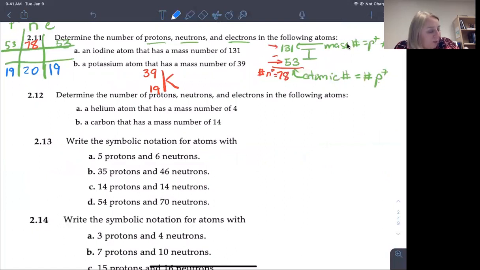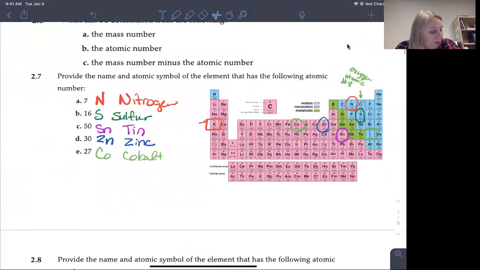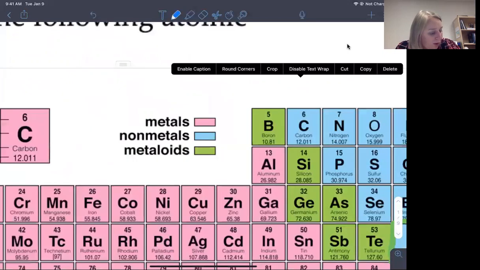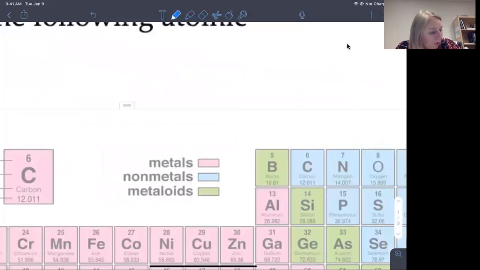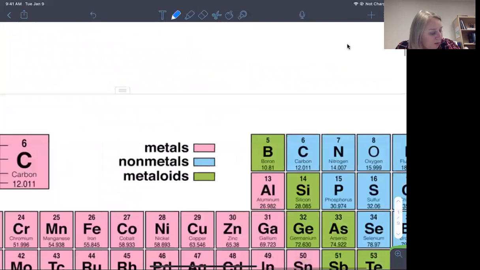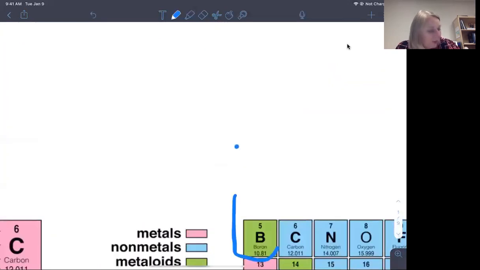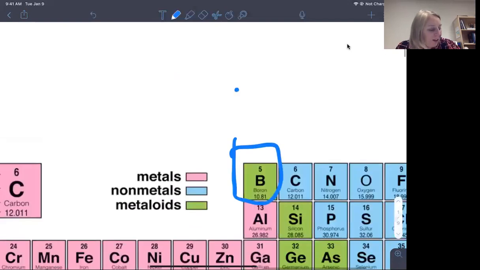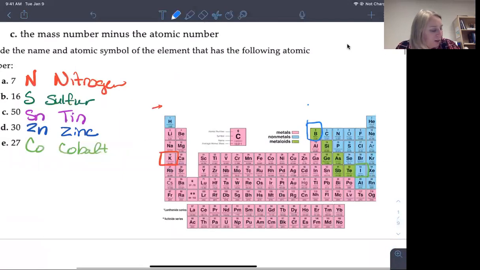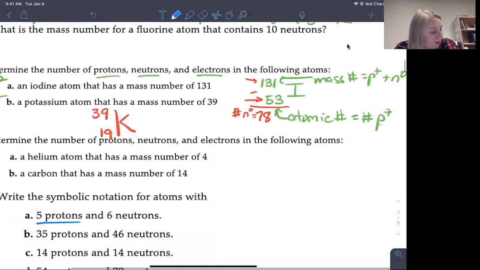So if I'm 5 protons, I need to go up to my periodic table and find that. 5 protons. Let me erase this. There's so much going on. Okay. So 5 protons must be boron right there. Now, me and technology sometimes don't get along. Boron. Okay, so that's a B. So boron.